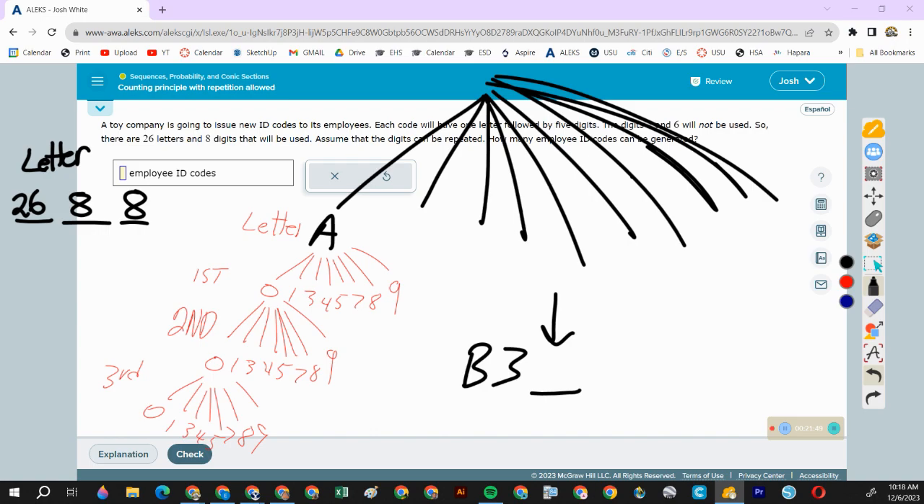So, 5 digits, 8, 8, 8. 26 times 8 times 8 times 8 times 8 times 8. 8 to the 5th, which is a really big number. 851,968. Okay. Good luck.